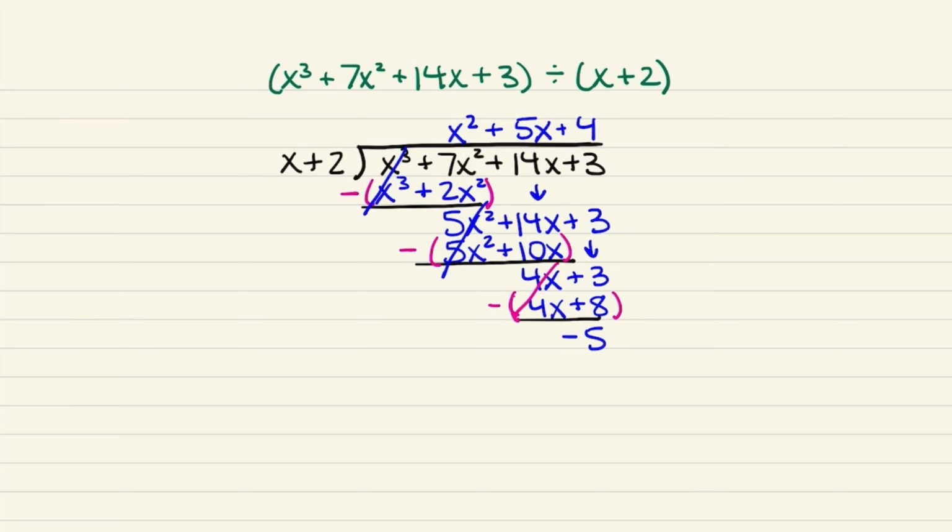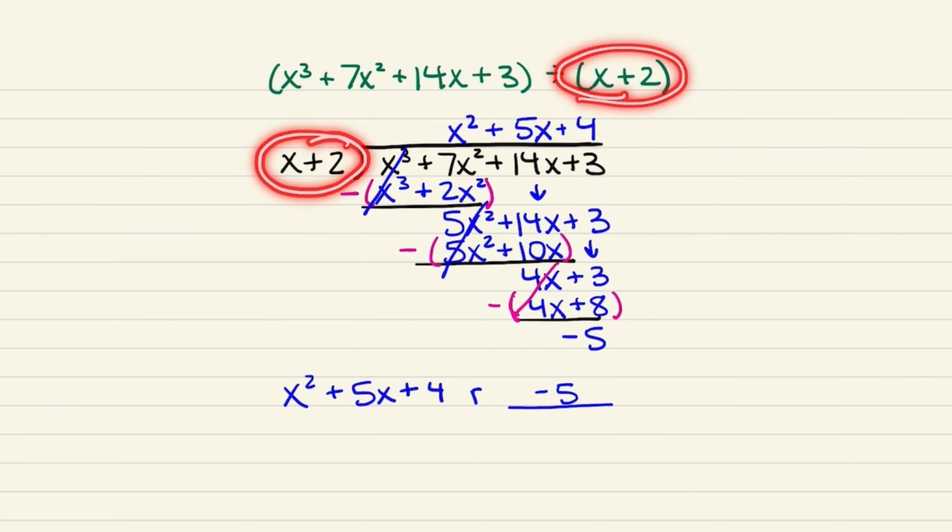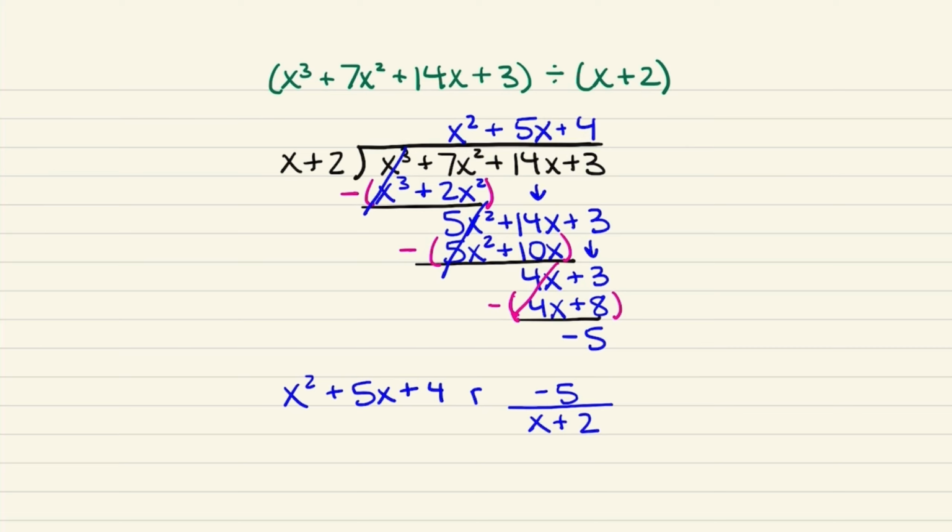So our final answer is x squared plus 5x plus 4 with the remainder of negative 5 over, and the remainder always goes over the divisor. So it's over x plus 2. So whenever there's something left, that means that's our remainder. And that is our final answer.